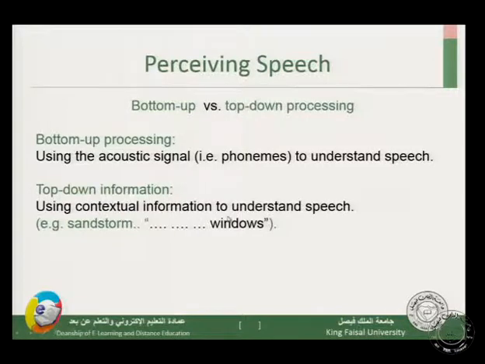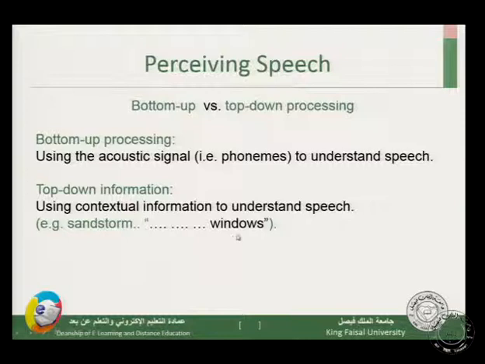So in order to understand speech, now you don't have access to the sound of the first 2 or 3 words. What you could hear is just the last one. So you heard windows. So now it is clear to you, because you already know that there is a sandstorm. It is easy for you to understand what is meant and what is the intended meaning. It is close the windows.